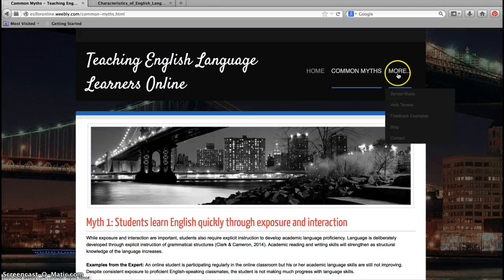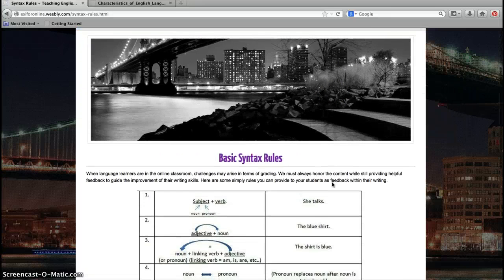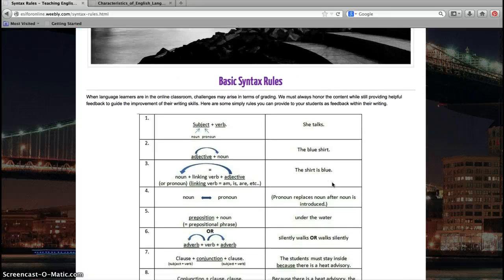If you click on More, you'll see this drop-down menu. I'd like for you to click on syntax rules. I mentioned this earlier in Myth 1, and now I will share this chart with you. This is a basic syntax rules chart.